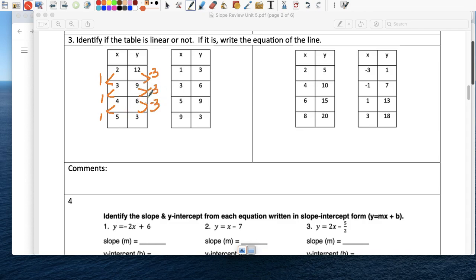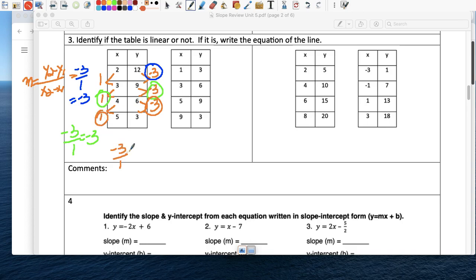Think about what I just did. If you take these two, it'd be negative 3 over 1, and the answer would be negative 3. If I took these two, shaded in green, it's negative 3 over 1. The slope is negative 3, so it's the same. If I took these two, again, negative 3 over 1, it's negative 3. So you notice that the slope is the same.